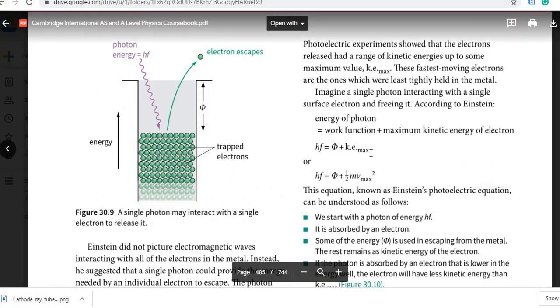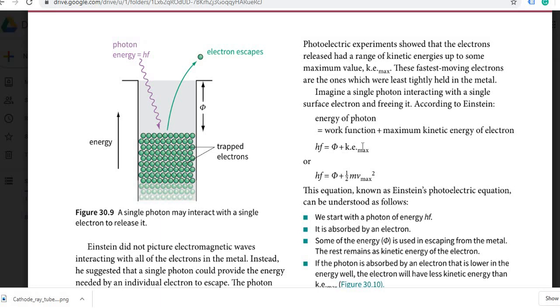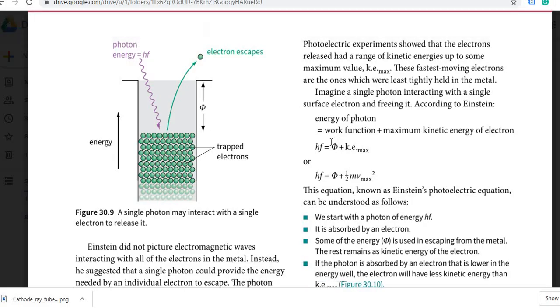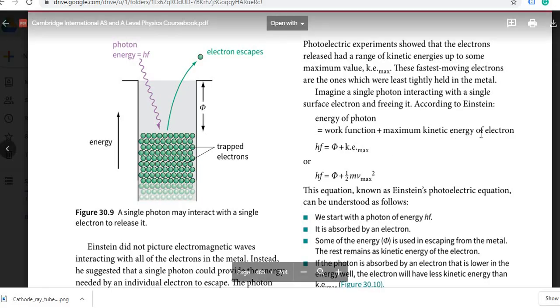Okay, so you can see that equation here also. Now according to the law of conservation of energy, energy cannot be created or destroyed, but it can be transferred. The energy from the photon, part of it is the work function, which is the minimum energy required to remove the electron from the metal surface, and the remaining amount converts to kinetic energy of the electron or photoelectron.